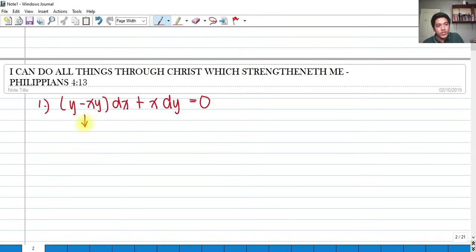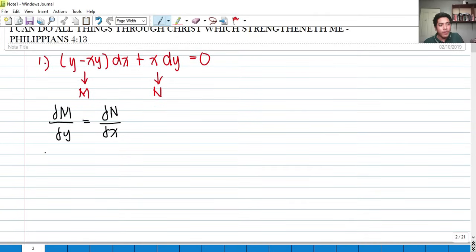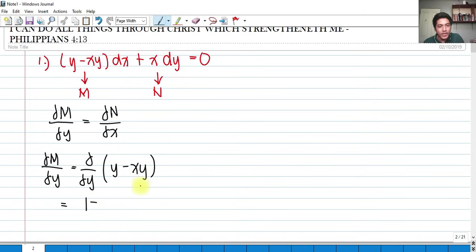Okay, recalling from our previous discussion, this is our m, and this should be our n. Okay, so test for exactness. Partial of m with respect to y should be equal to the partial of n with respect to x. So if you get the partial of m with respect to y, we're going to get a derivative of m with respect to y, which is y minus xy. And evidently, we can see that the partial of this with respect to y is 1, because the derivative of y is 1, minus derivative of y is 1, so that should be 1 minus x.